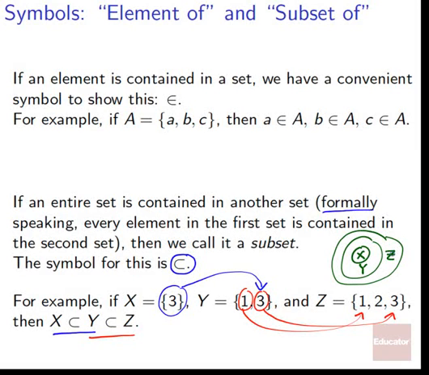So x is contained in y is contained in z. Since z has y, it must also have x, so we've got the transitive property: x is contained inside of z as well. Great.